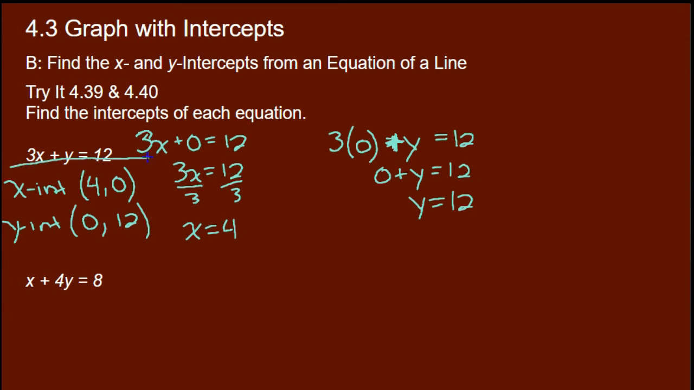Okay, so this would be the answer to that question. You were supposed to find both of them. So make sure you put both of them and make sure you put ordered pairs. Don't just put the x or the y value.